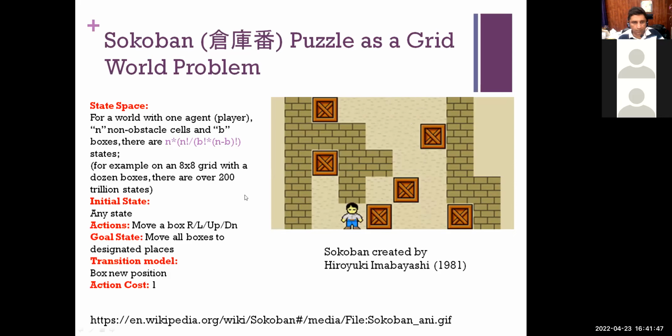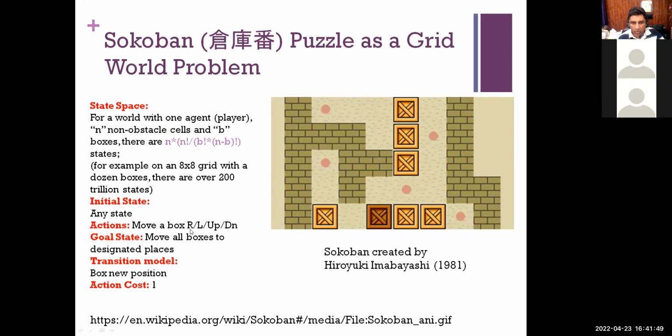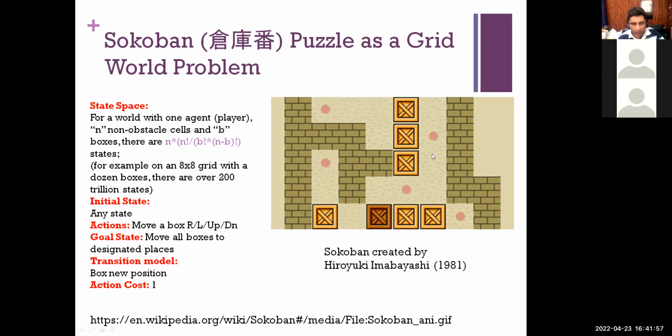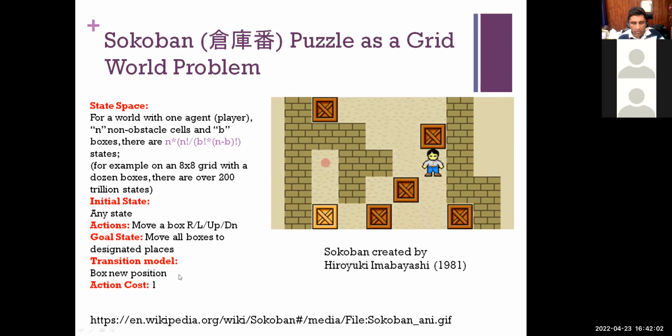Initial state can be anything. And action will be move a box right, left, up, down. Goal state is move all boxes to the designated place. Let us say the designated place is here or anywhere which is fixed. And the box's new position is the transition model, and the action cost is 1.